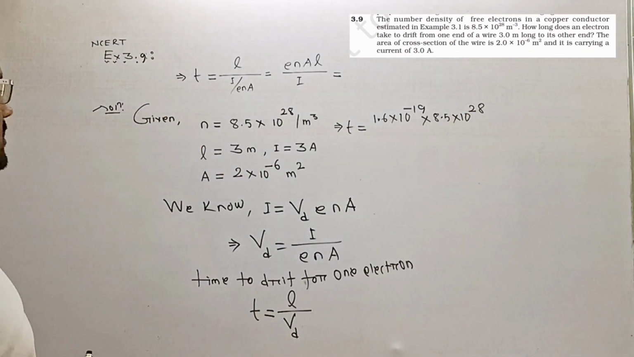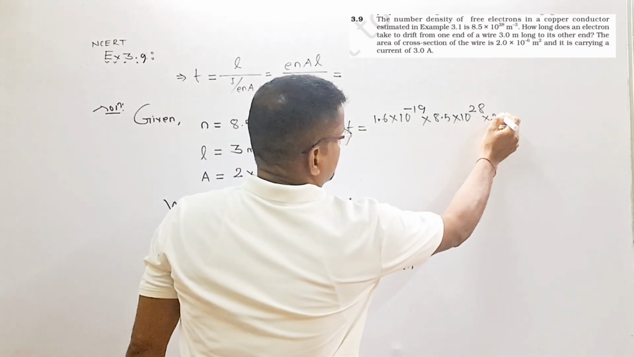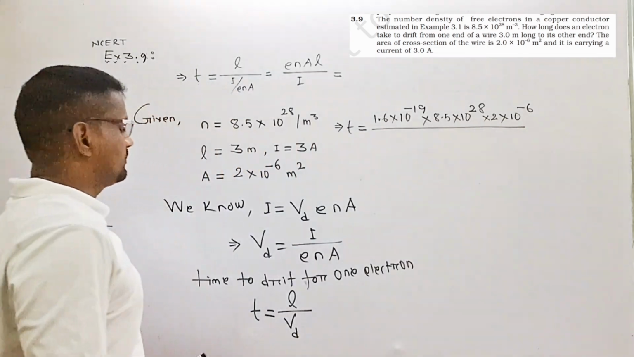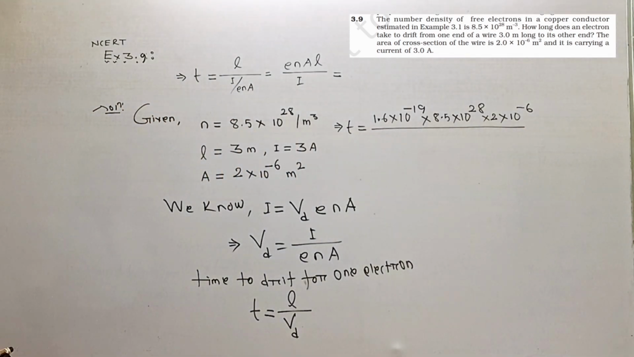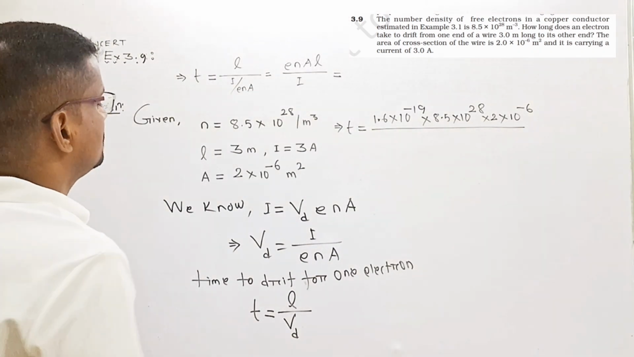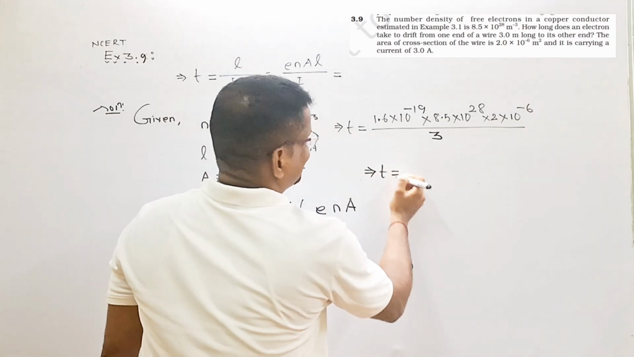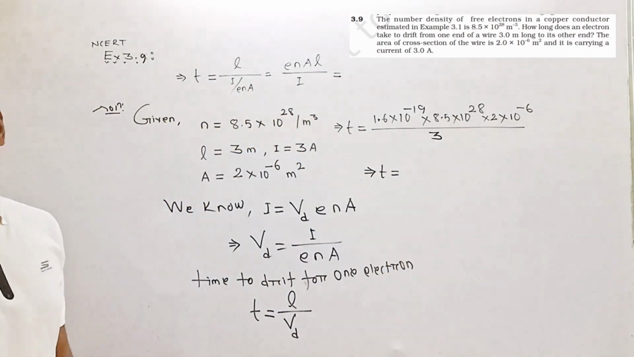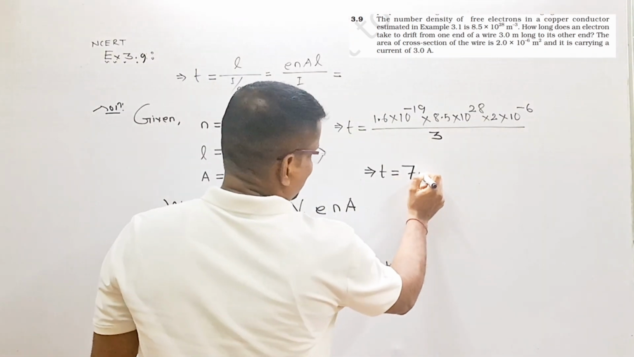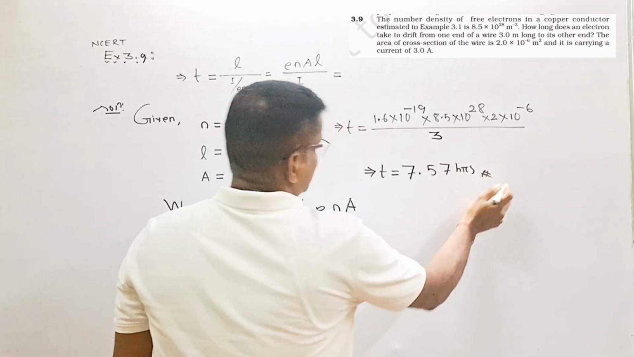And cross-sectional area is given, all are in SI unit, 2 into 10 to the power negative 6, whole thing divided by I, that is your current in the conductor, which is given to you as 3 ampere. Rest of the thing is simplification, and if you simplify, the answer will come as 7.57 hours. This is your answer.